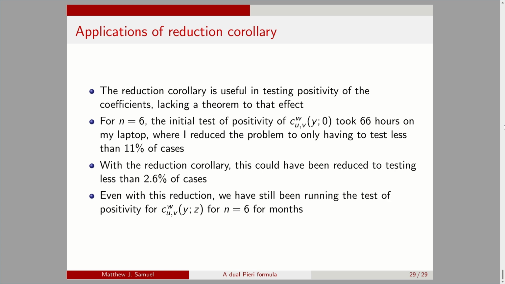Now, when I mentioned I tested n equals 6 for the positivity of C^u_{vw}(y,0), which took about 66 hours on my laptop, in that case I was testing less than 11% of the cases, ruling out counterexamples in the other cases. But if I had used the reduction corollary, I could have reduced this to testing less than 2.6% of cases. So we've applied this reduction, Kellen and I, to running the program for testing the positivity of C^u_{vw}(y,z), but it's still taking months.